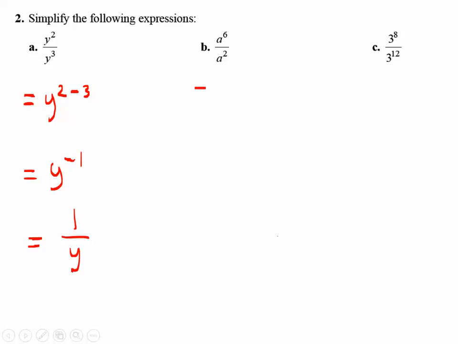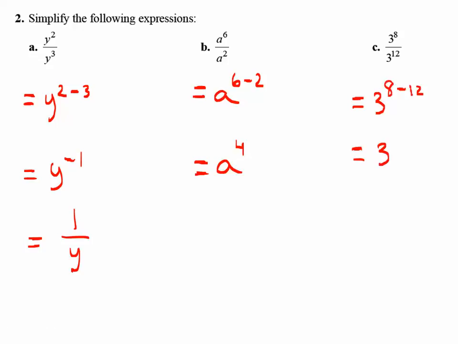Cool. B. A to the 6 subtract 2, that's pretty straightforward. A to the 4th is the final answer. Keep it like that and everything's good. This one, it's going to be 8 subtract 12, which makes 3 to the negative 4. And again, can't leave exponents as negatives. We've got to take that 3 down to the denominator. At this point, we can simplify that here. 3 times 3 times 3 times 3. 81. Cool.